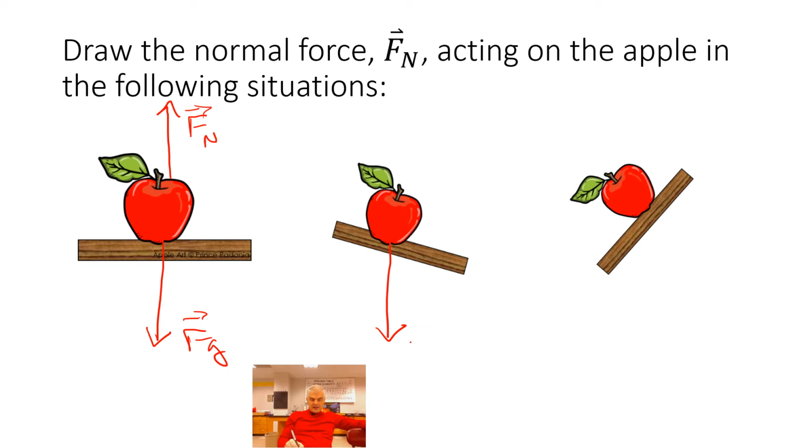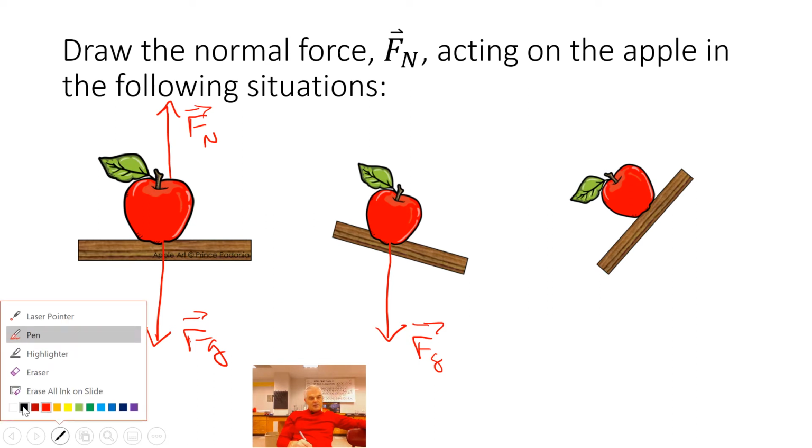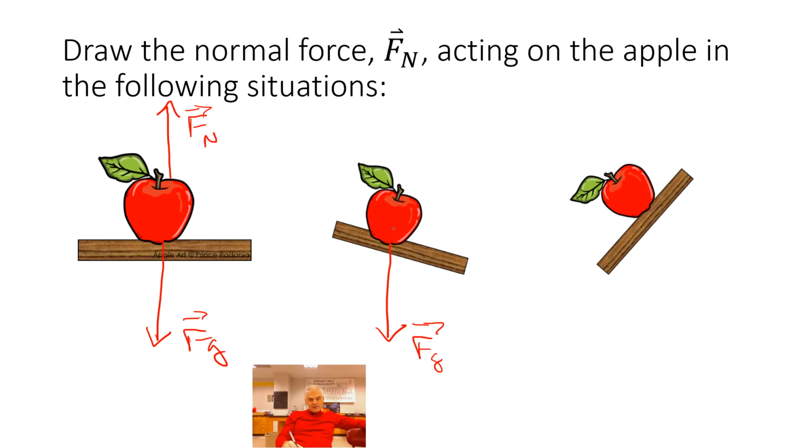All right, what about this case right here? We've got the second apple. We still have the force of gravity, all right? But the normal force is perpendicular to the surface the object is on. Let me change the color here so we can see this. It's going to be off in this direction. This is the force normal. It's perpendicular to this surface, right? This is the 90-degree angle with respect to the board or the table or whatever it's on.